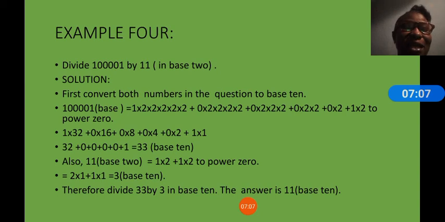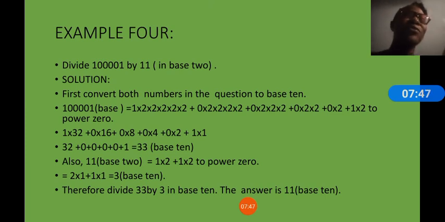But that's not our final answer. So you also do same for the second value we are given in the question. 11 in base 2 converted to base 10 will give us, in terms of its expansion, 1 times 2 raised to power 1 plus 1 times 2 raised to power 0. This will in turn give us 2 times 1 plus 1 times 1, which is equal to 3 in base 10. Therefore, we need to divide 33 by 3, all in base 10, before we get our final answer. When you do so, you get 33 divided by 3 as 11 in base 10.